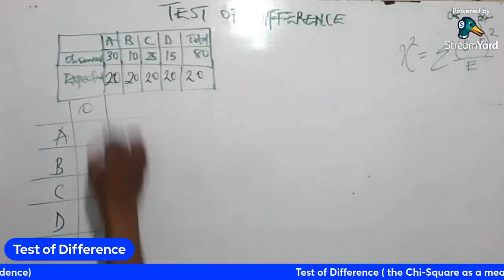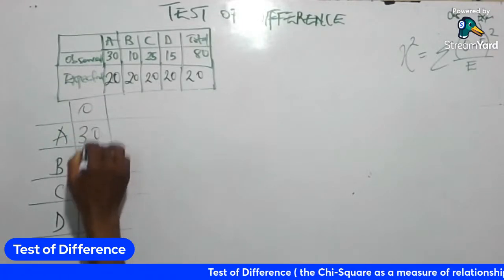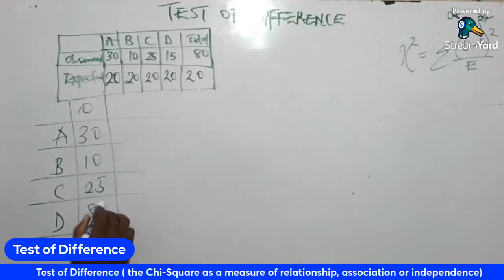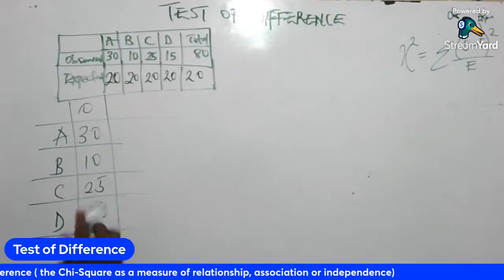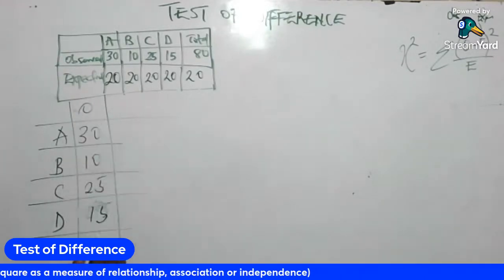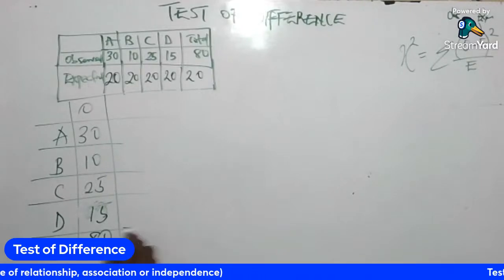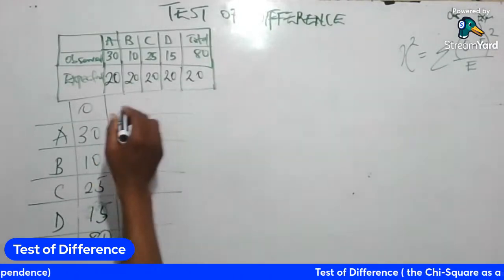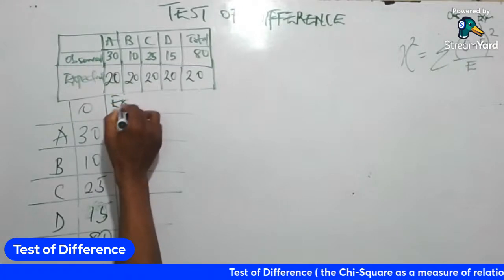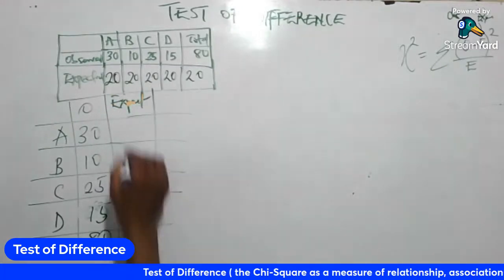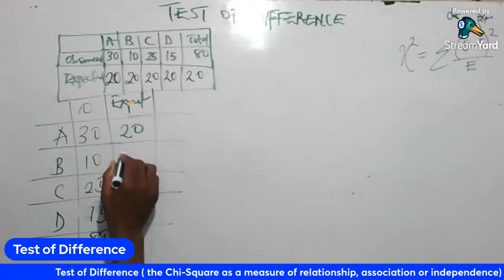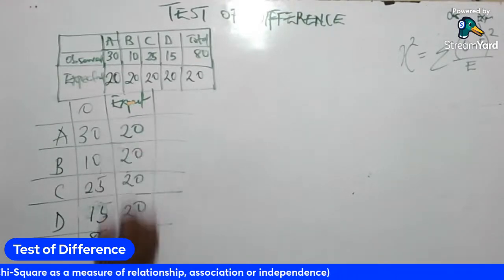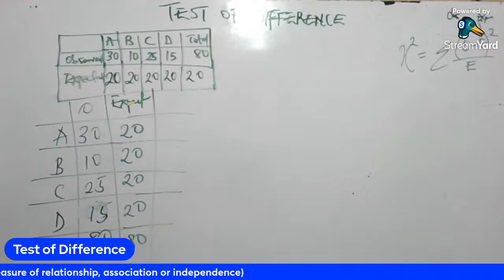This is the observed value: 30, 10, 25, 10, 25, and 15. And when we total everything together, it is 80. So the expected value, just like the case of the coin that I used the other time, will be 20 out of this, 20 out of this, 20 out of this, 20 out of this. And when we add that, it's going to give you 80.